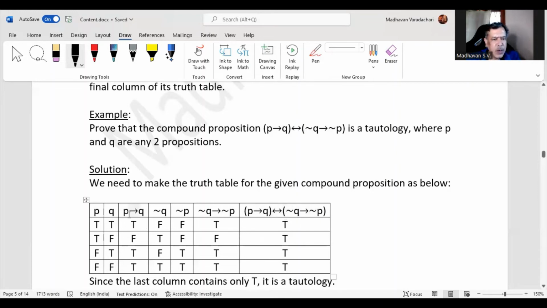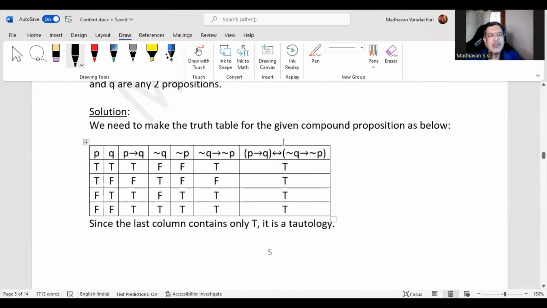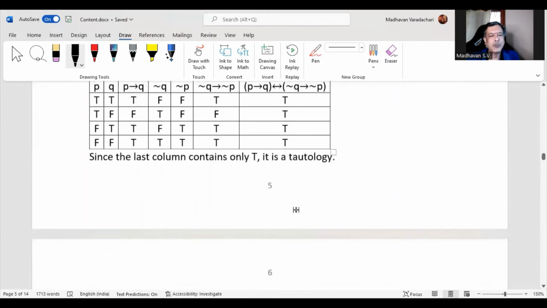So you take the third column and the sixth column. Wherever both the letters are the same, it will be true. If it is different, then it will be false. Here it is same, so it is true. Here it is same, it is true. Here it is same, it is true. Here it is same, it is true. That is why you may notice that the last column contains only T. So this is a tautology.